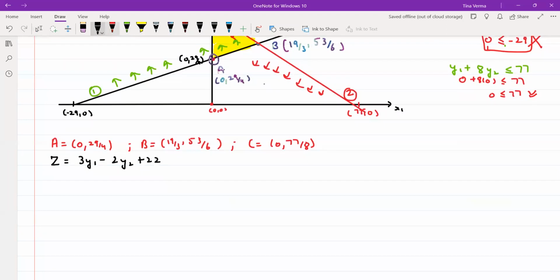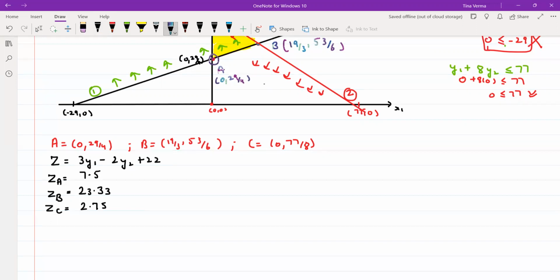Now if I substitute the point A over here, A means y1 को मैंने क्या पुट करना है 0, y2 को क्या पुट करना है 29 by 4. So if you obtain the point, this is giving me 7.5, right? And ZB, if I substitute the value, it is giving me 23.33. And ZC, if I substitute y1 as 0 and y2 as 77 by 8, I'll get the value 2.75, right? So this is the objective function value at the corner points.